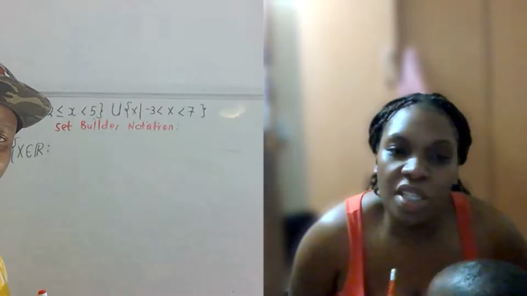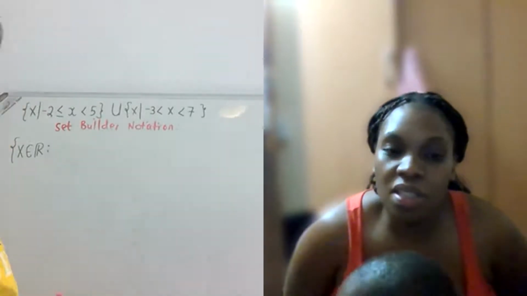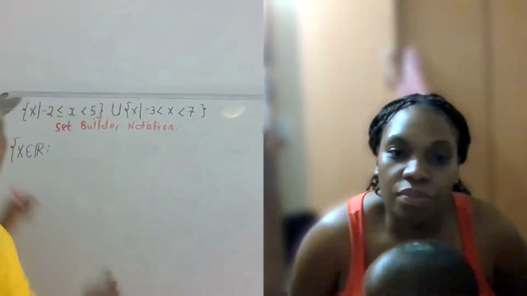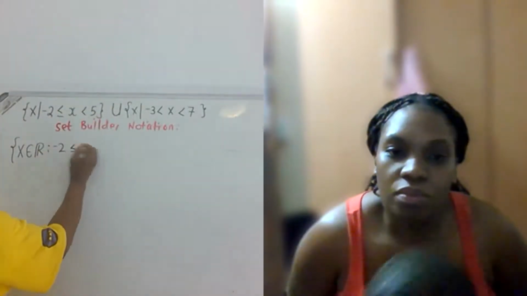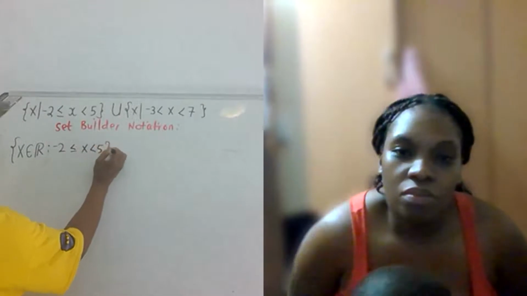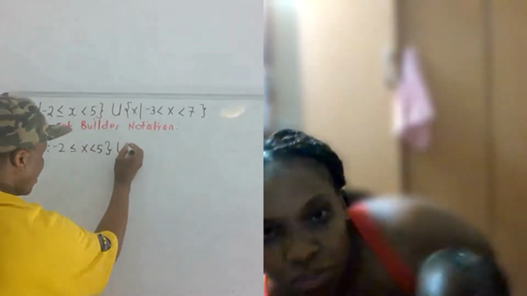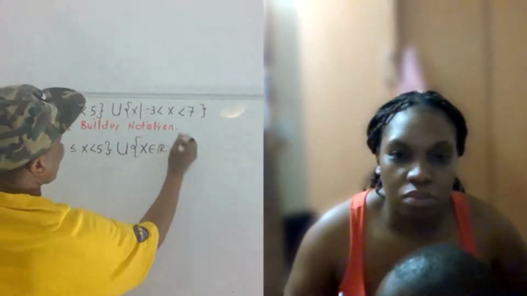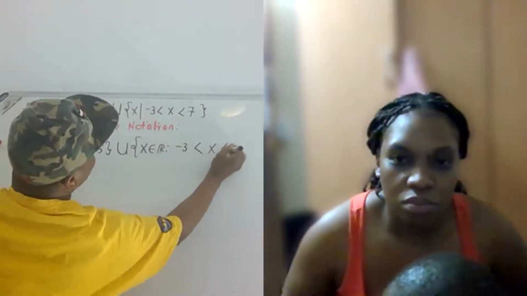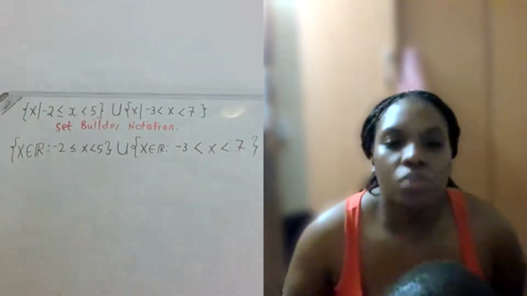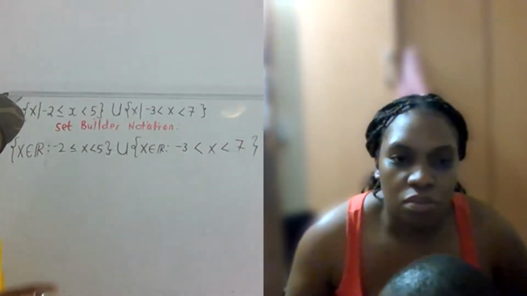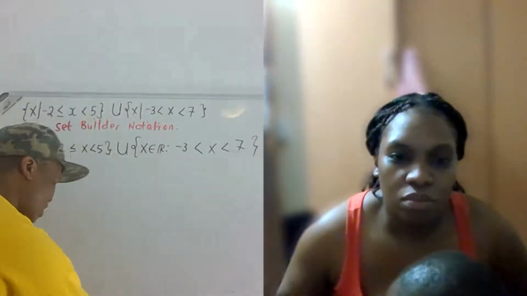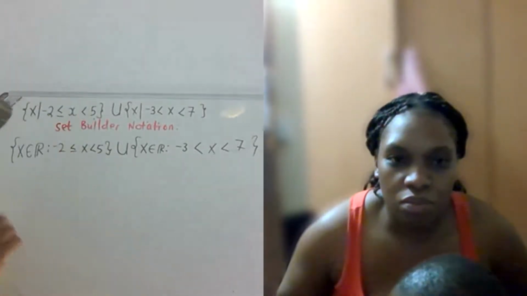So it doesn't change anything. It's just how they're writing it, different ways of writing it. Each element of the number is -2, it is still set notation. Union, X are elements of the number, here you see a semicolon, -3 less than X less than 7, then you call it a bracket. So now let's change the same thing to interval notation. For interval notation, you only write the interval.